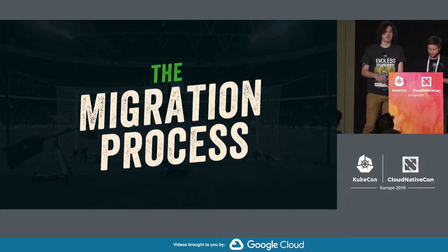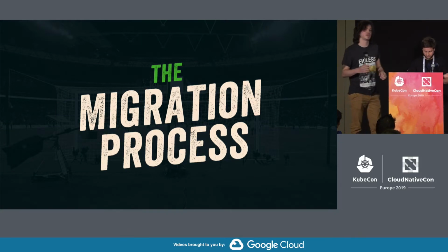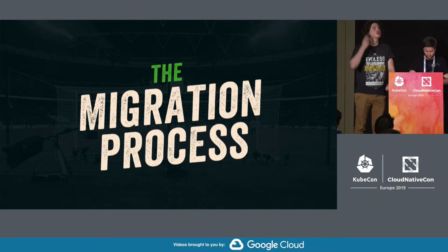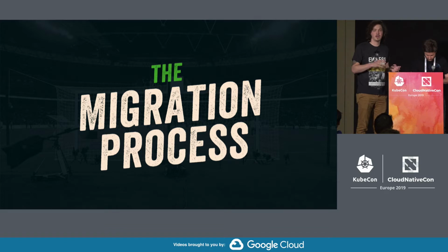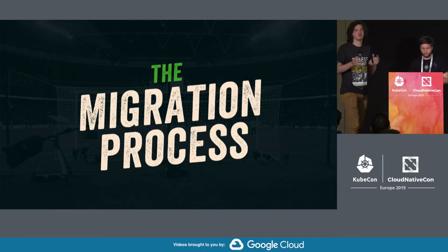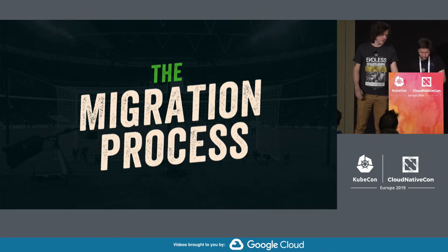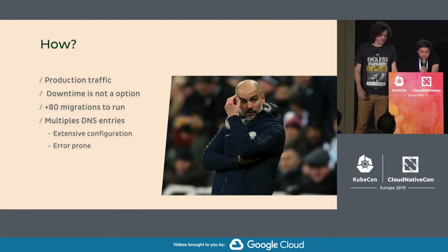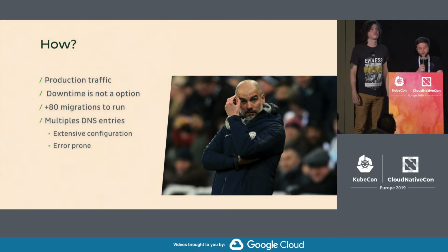So we had the API gateway solution defined, and we had to start thinking about how to migrate everything. At that time, we had just around 40 microservices, but counting production and staging, it was more than 80 migrations to plan and apply, and it was a small team, so we had this challenge up front. And downtime was not an option for us, as we were receiving production traffic.